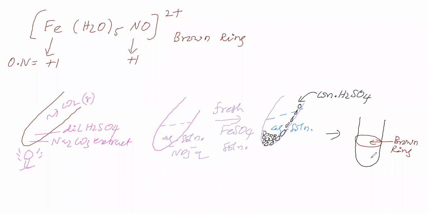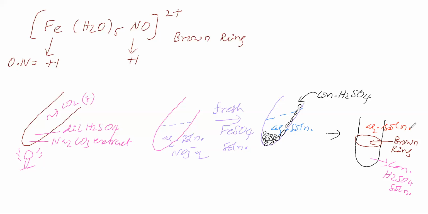In the bottom of the brown ring, remaining concentrated sulfuric acid will be there. In the top of the brown ring, aqueous solution will be there. This test is called the brown ring test. We can say the brown ring is formed at the junction of two layers. What are the two layers? One layer is the acid layer, another is the aqueous salt solution layer.